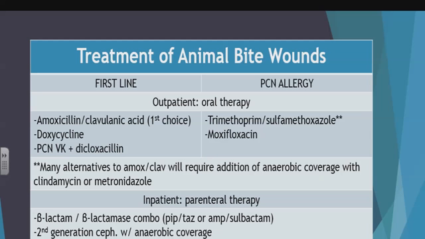An alternative option could be doxycycline or penicillin VK, or dicloxacillin. I meant to put dicloxacillin there. For a penicillin allergy, you could use trimethoprim-sulfamethoxazole, but you would also need to include anaerobic coverage with that, so you would have to add on either clindamycin or metronidazole in this scenario, okay? So if you have a penicillin allergy, you're going to have to add in anaerobic coverage to the Bactrim. That would be my mainstay.